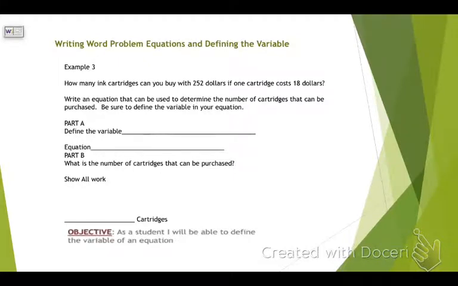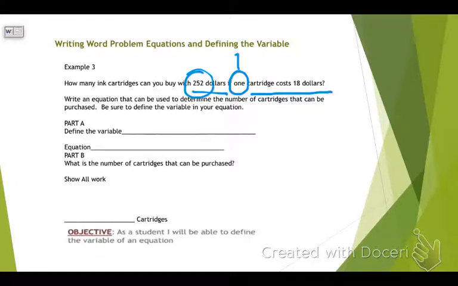All right, so remember your objective is to be able to define the variable of an equation, right? Okay, so here we are. We are at example 3. How many ink cartridges can you buy with $252 if one cartridge costs $18? You have to write an equation that can be used to determine the number of cartridges that can be purchased. Be sure you define the variable in your equation, right? So let's see. How many ink cartridges can you buy with $252 and one cartridge costs this much, $18.